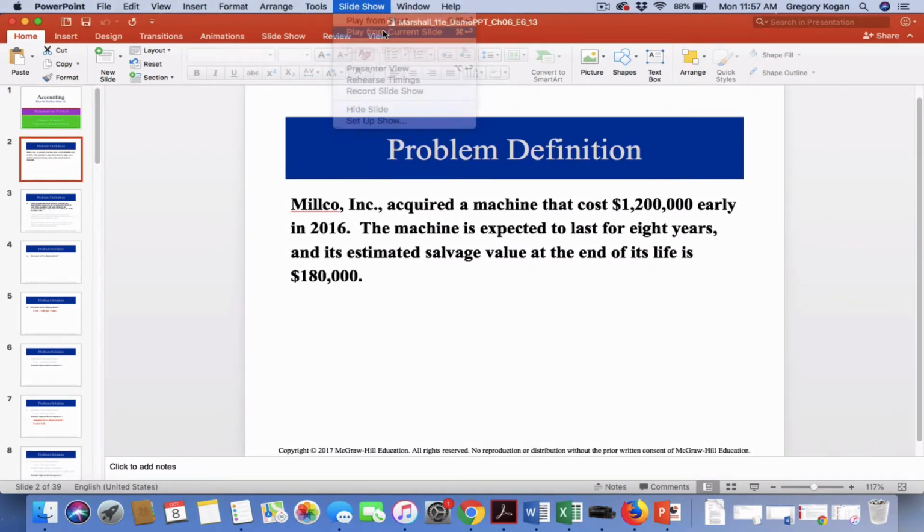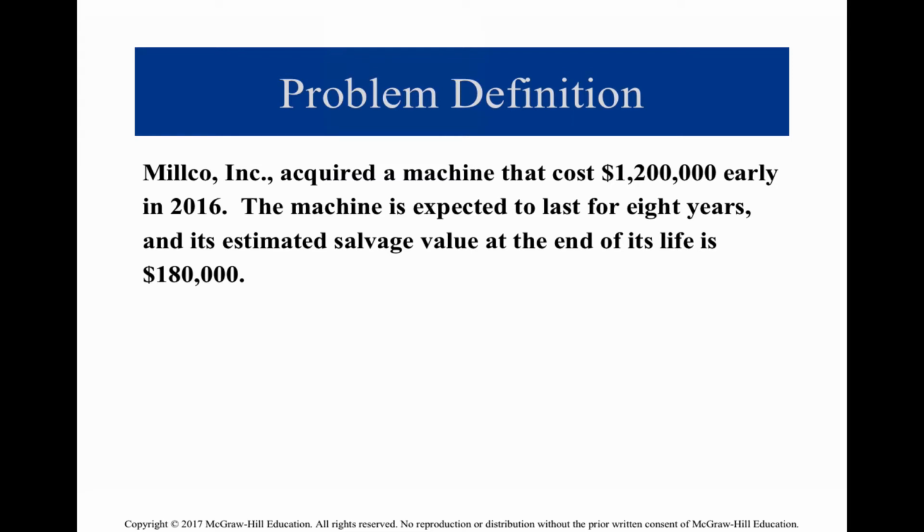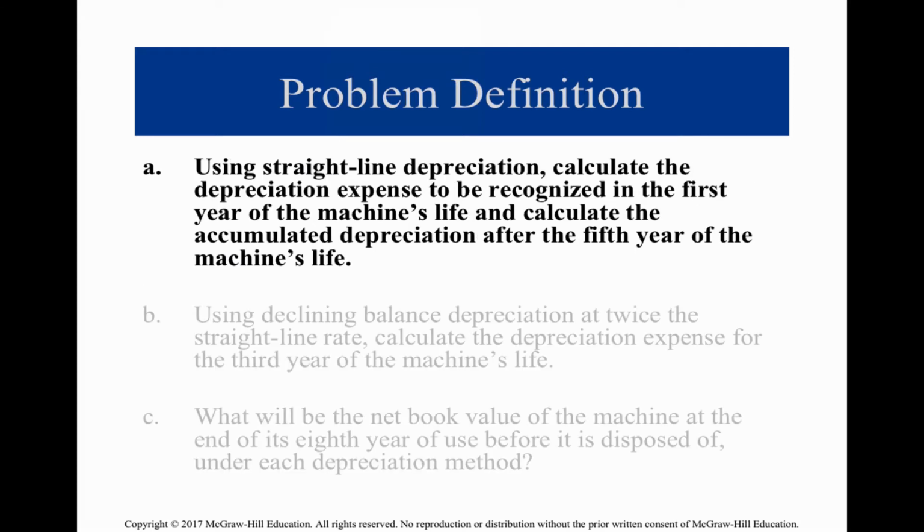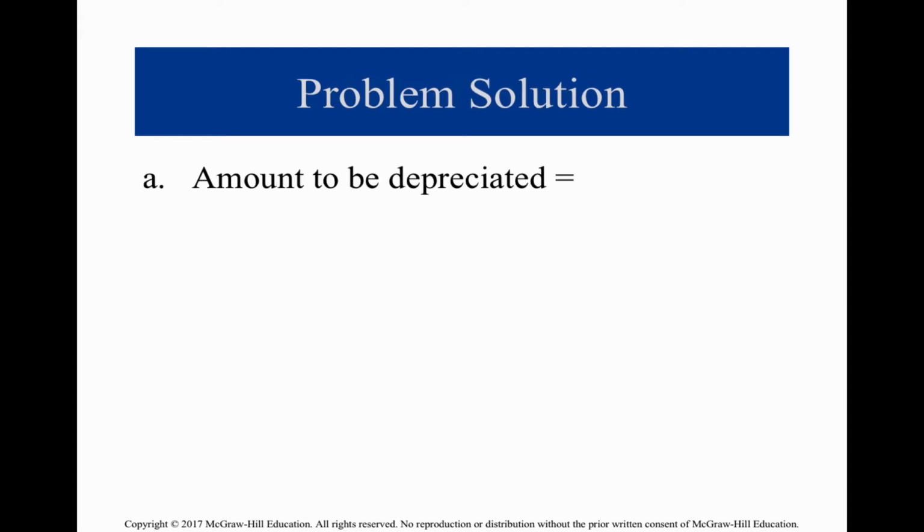And what I want to do first is introduce this problem. So we have Milico Inc., which acquired a machine that cost 1.2 million in 2006. The machine has a useful life of 8 years, and it's worth 180 at the end. So we're going to look at the straight line, we're going to use the double declining, and we're going to look at the book value in the 8th year right before it's disposed of.